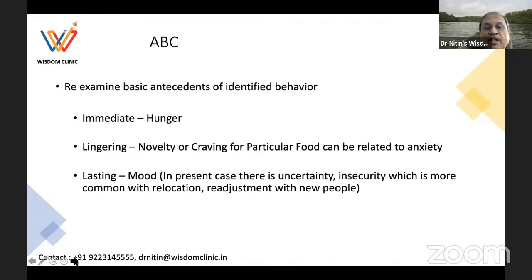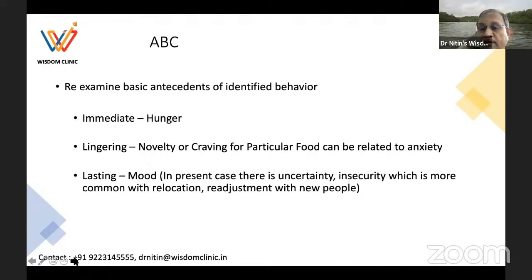So we re-examine the basic antecedents or antecedent behavior. So the immediate antecedent of why she chooses food is hunger. But lingering, when she came from Solapur to Mumbai, Solapur to Thane, it's a shift of environment and novelty and craving for particular foods, and that can be exaggerated by anxiety of relocation. And then the lasting things are her mood. In the present case, there is a lot of uncertainty about how she will adjust.